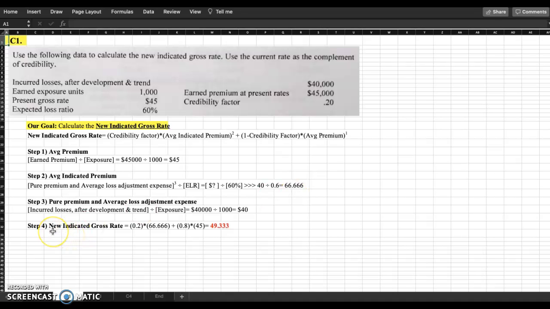All right, so at last we find the new indicated growth rate by using this formula, and we know that the credibility factor is 20%. So we put the values here to find the new indicated growth rate as $49.33. All right, let's look at the next problem.